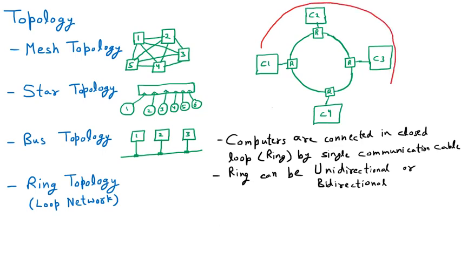So they will send the data clockwise. Assuming that C2 wants to send the data to C3, then this wire is going to be used clockwise. Or if C2 wants to send to C4, then the same wire will be used for C4. The other side is not possible because we are assuming it is unidirectional. So unidirectional means only in one direction. It can send the data one way.